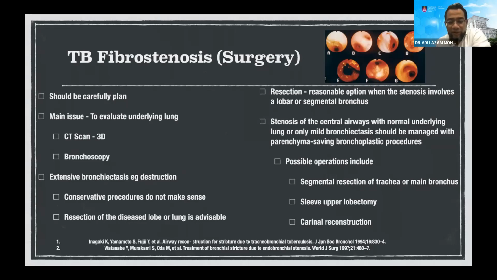And I believe that the MDT that we always have in UiTM is a good platform for us to decide which patient we need to bring into OT, and which patient we can offer other interventions. Other than that, resection is a reasonable option when the stenosis involves a lobar or segmental bronchus, and stenosis of the central airway with normal underlying lung or only mild bronchiectasis should be managed with parenchyma-saving bronchoplastic procedures. So possible operations include segmental resection, sleeve upper lobectomy or carinal reconstruction. All these are rather technical, anatomically surgical approaches, which I won't go into detail.